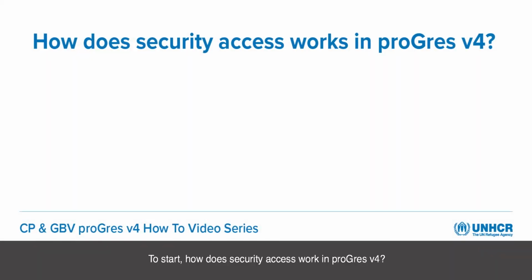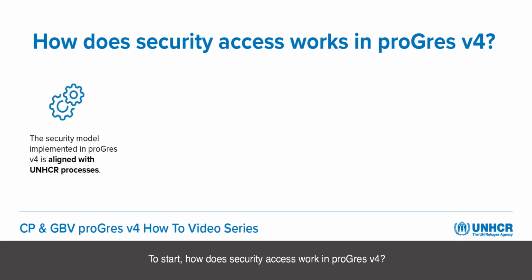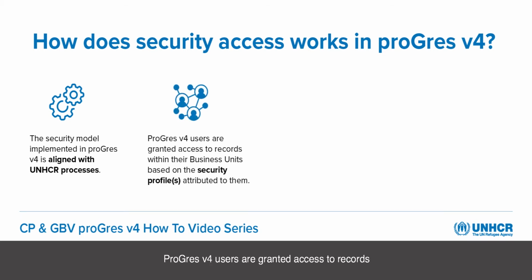To start, how does security access work in ProGres v4? The security model implemented in ProGres v4 is aligned with all UNHCR processes. So in all policies and any other agreements, we have designed the module to align to those. ProGres v4 users are granted access to records within their business unit based upon the security profiles attributed to them. These profiles will allow you to access certain other modules as well as certain content within each of these modules. The combination of these different profiles will then be your user access.